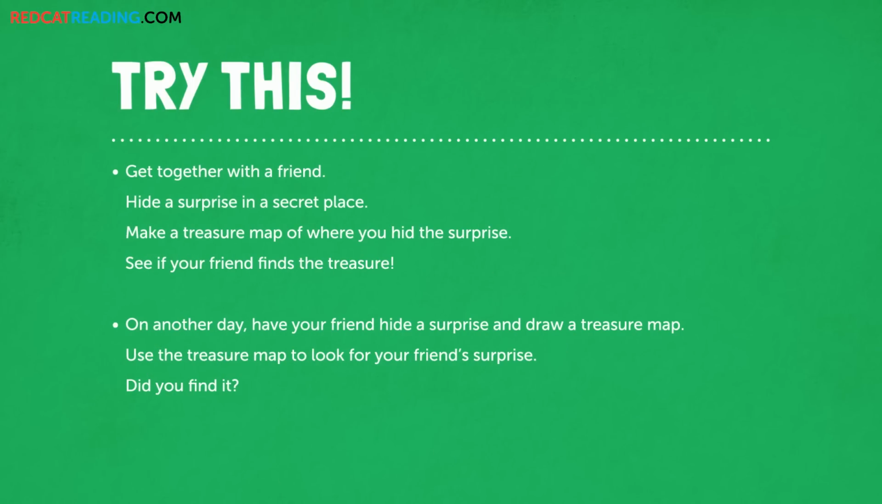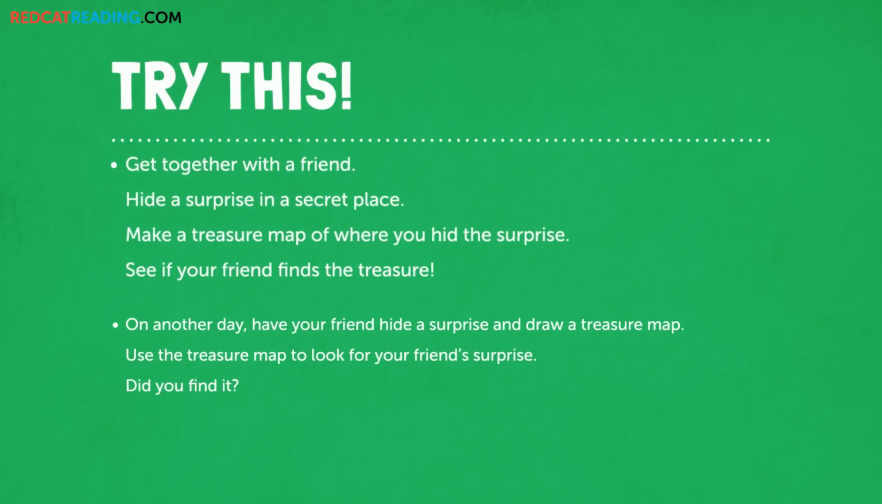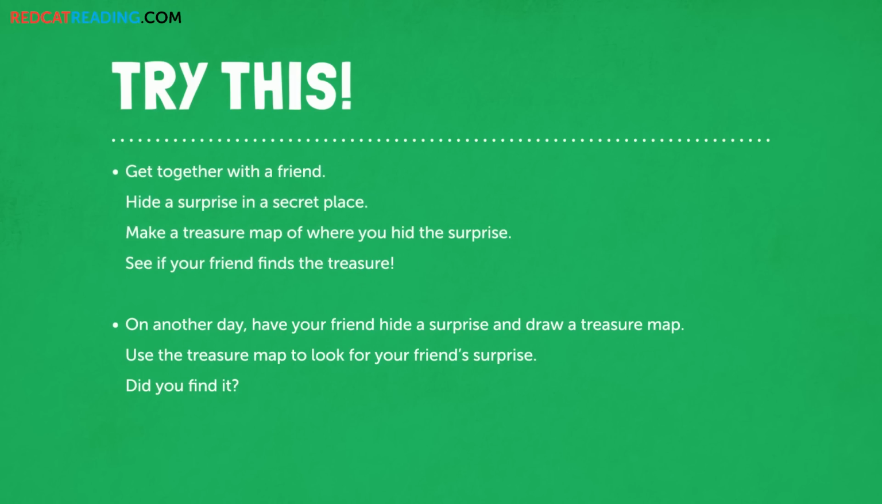Try this. Get together with a friend. Hide a surprise in a secret place. Make a treasure map of where you hid the surprise. See if your friend finds the treasure.